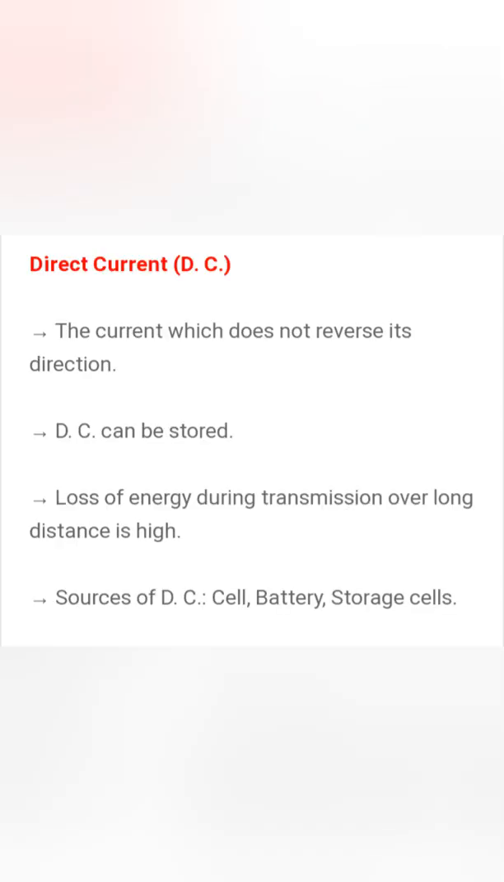Now the DC, direct current. The direction is one way only. It does not change periodically. So DC is direct current, which moves in one direction only. DC can be stored in batteries, in cells, but it cannot be transmitted over long distances, as there will be a loss of energy due to heating.